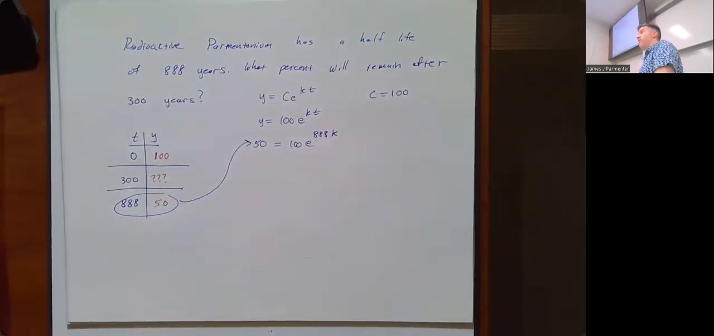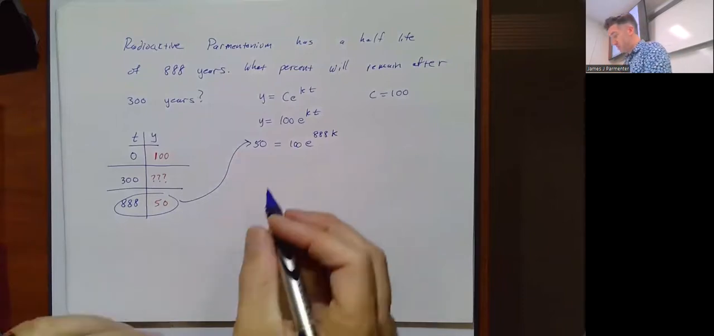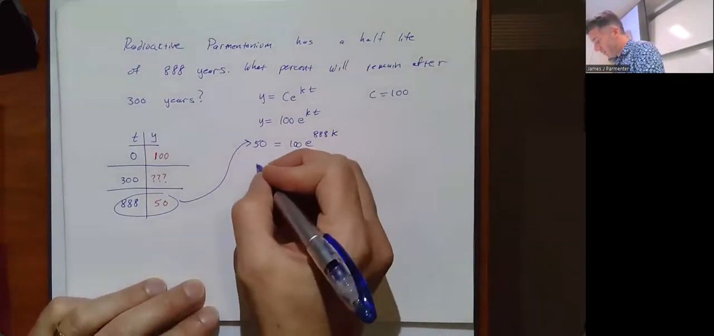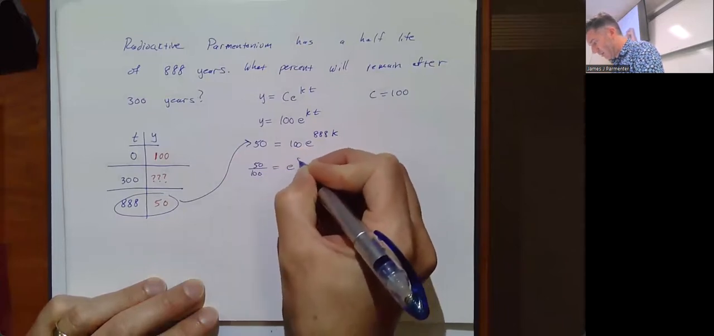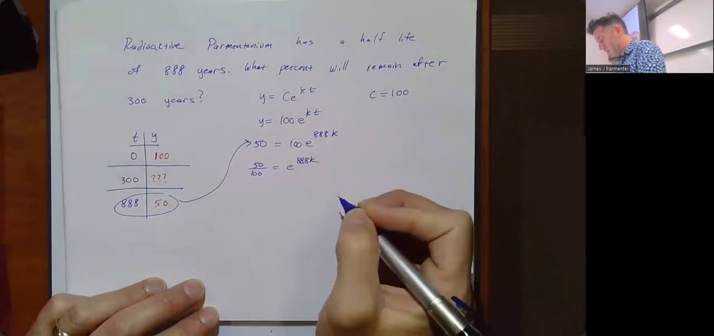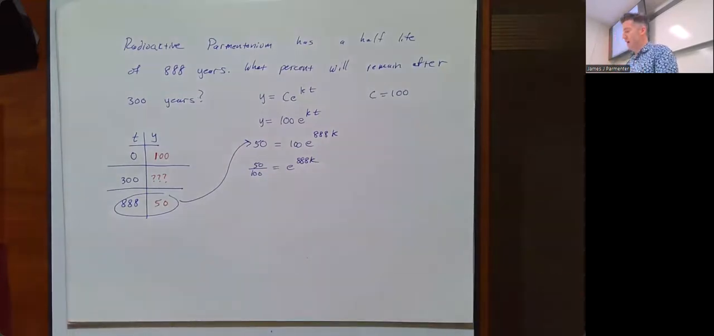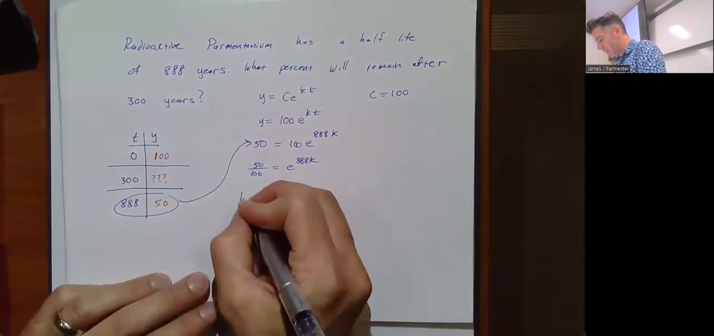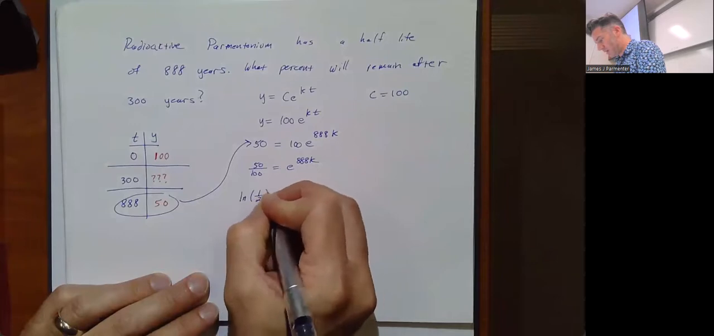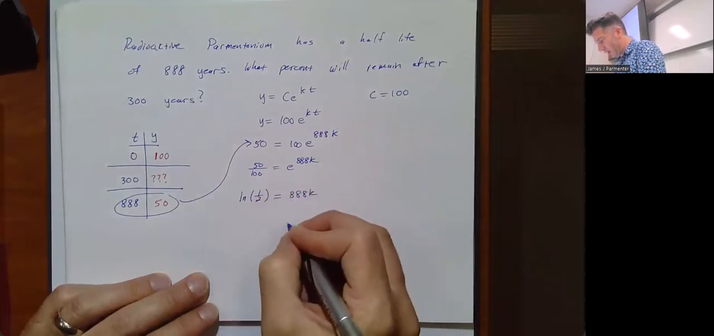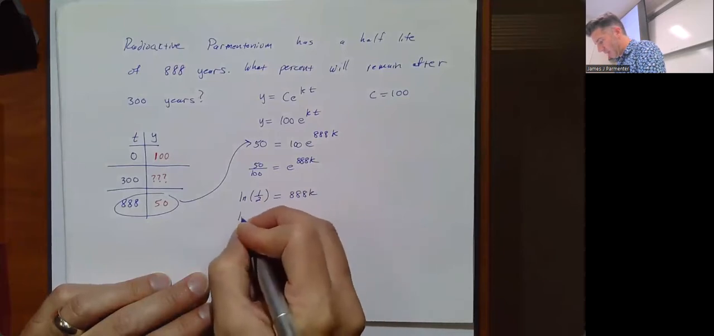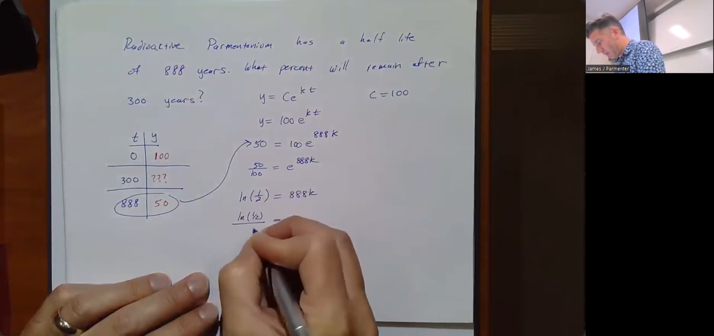So then we solve for k just like we did the last time. We divide both sides by that coefficient. So 50 divided by 100 is equal to e to the 888k. We reduce that fraction to 1/2, and we take the natural log of both sides. So natural log of 1/2 equals 888k. Then we solve for k, and we get k equals the natural log of 1/2 divided by 888.